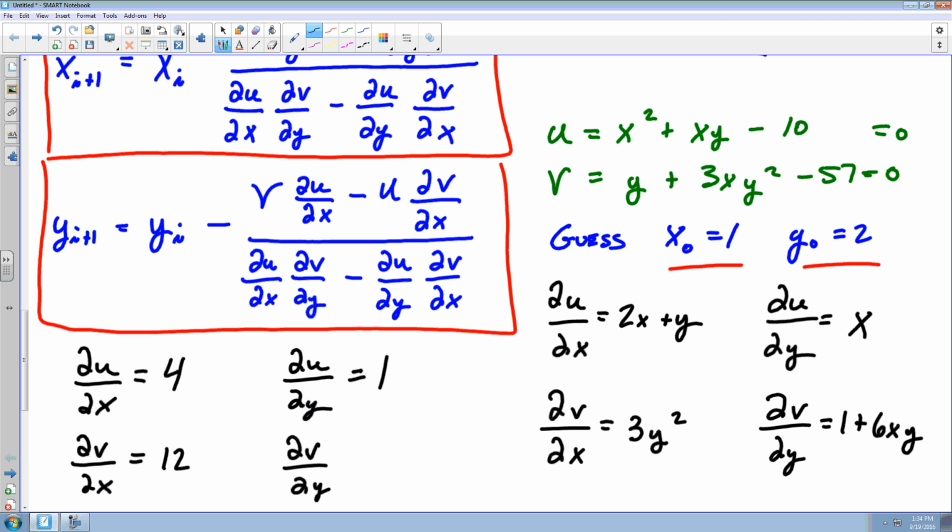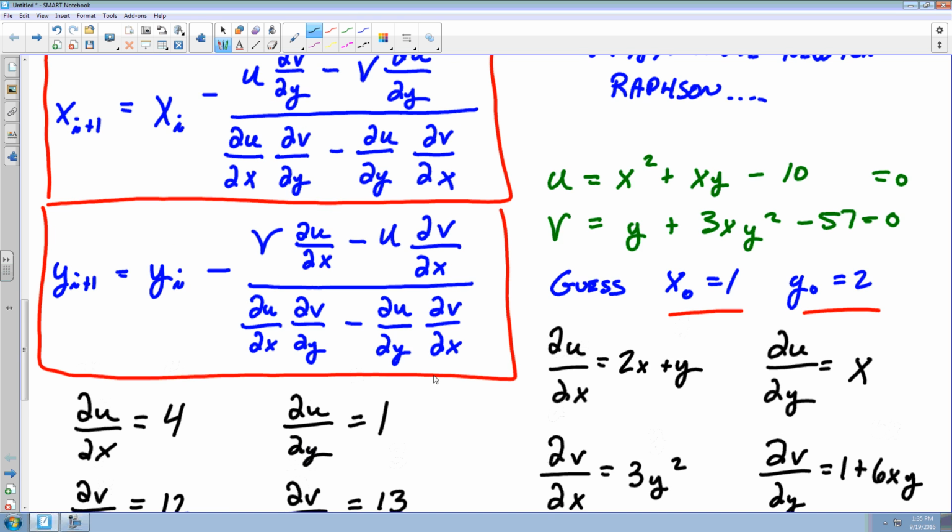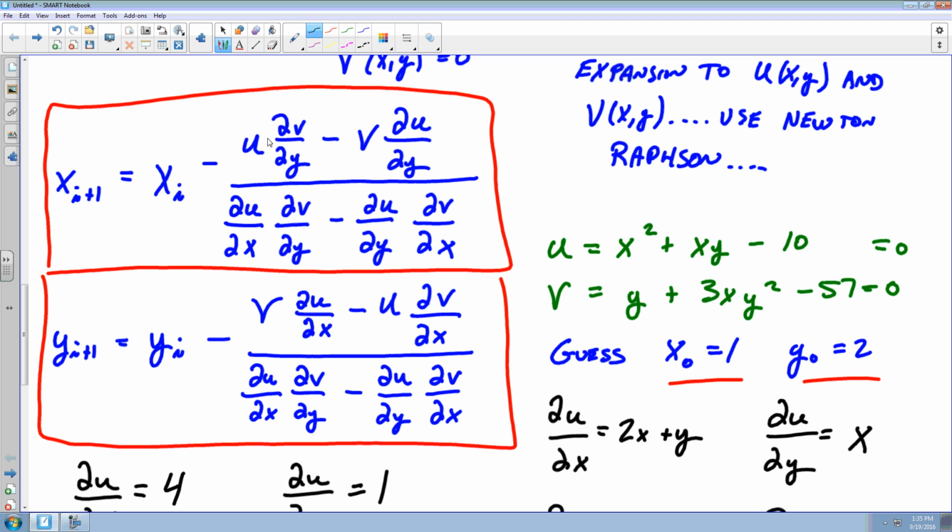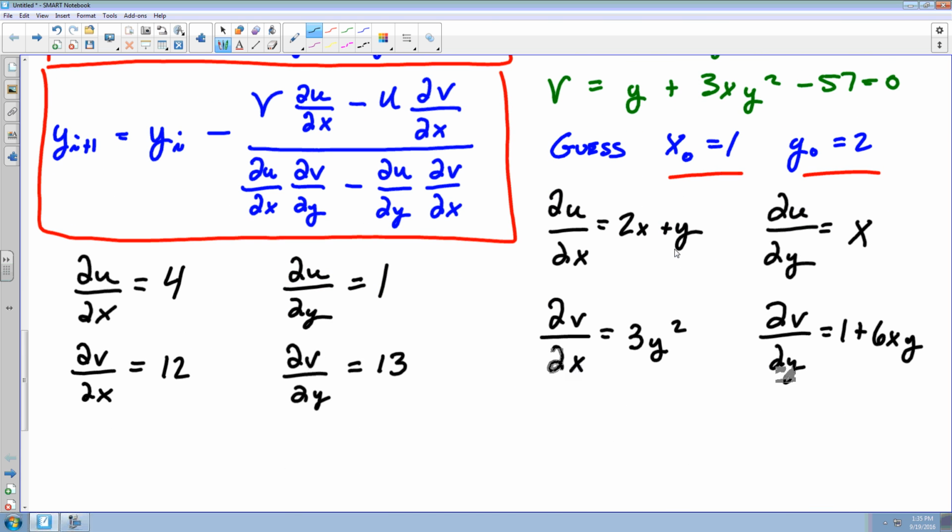Partial v with respect to y. 6 times x times y. X times y is 1 times 2. 1 times 2 times 6 is 12. 12 plus 1 is 13. Right? We can do those. So now I did all that. The only thing left I have to do is substitute in, except one more little thing. These formulas also require me to substitute the values for u and v. What are u and v at my guesses? That's the last thing I have to do.